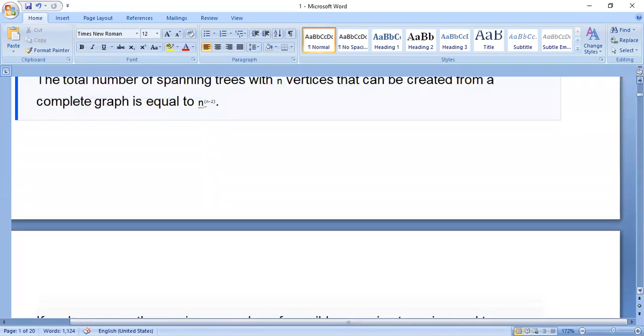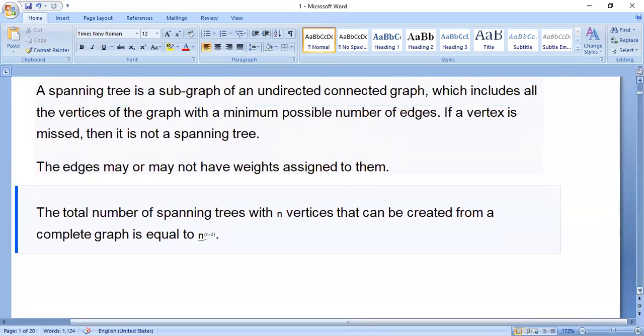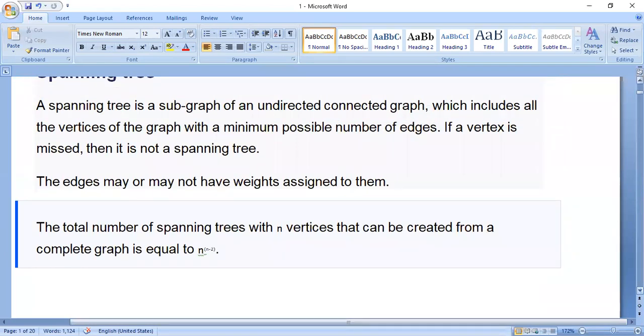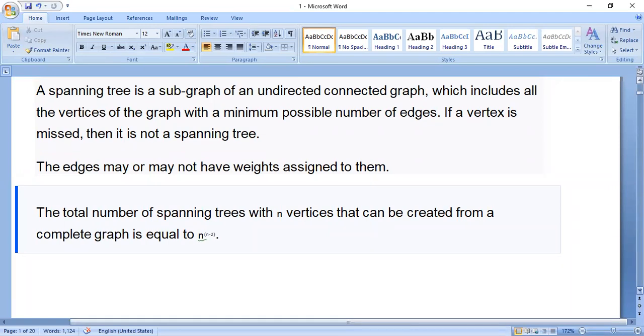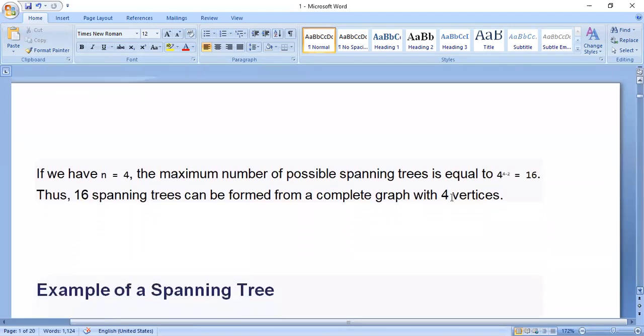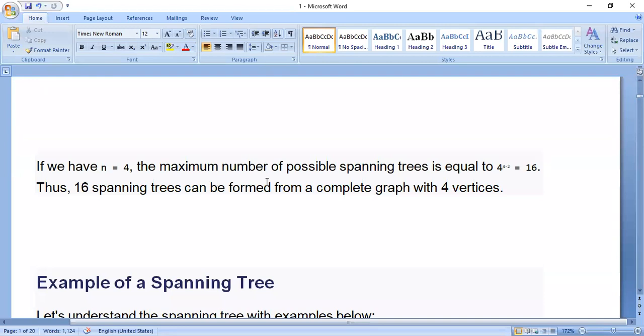So from the graph, now I will derive a spanning tree. Spanning tree means what? It is a tree. Tree means there should not be any cycle. I will use the edges to connect the different vertices in the graph, but there should not be any cycle. That's the meaning of the spanning tree. For example, if I have n equal to 4, the maximum number of possible spanning trees is 4 to the power of 4 minus 2, which is equal to 16. The 16 spanning trees can be found from a complete graph with 4 vertices.